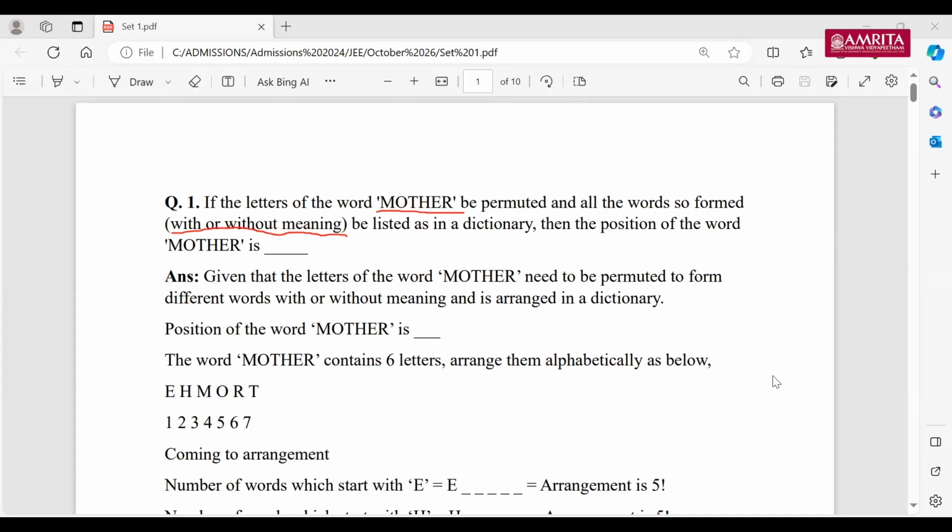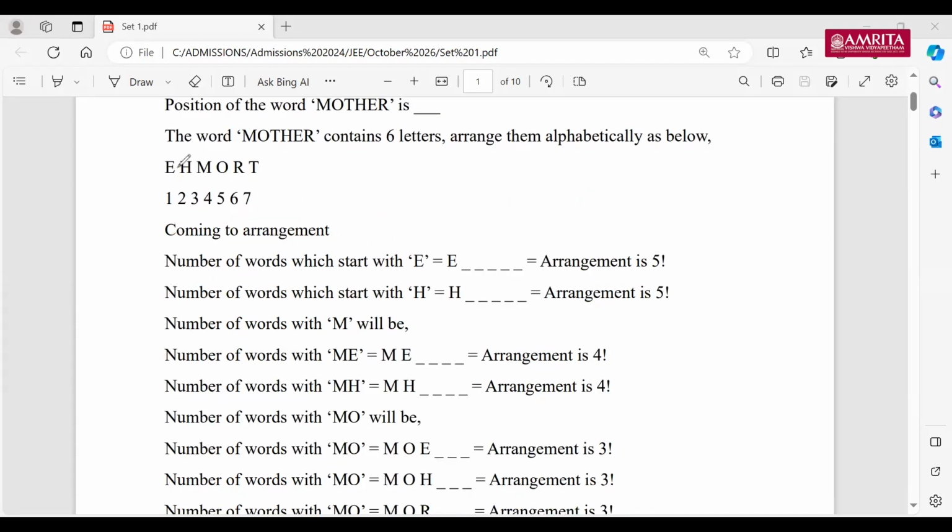Just moving on. Coming to the arrangement part, we know it starts with E. E is in the first place, then I have 5 other places, and in those I have the other 5 letters: H, M, O, R, and T. How will I arrange these 5? It will be arranged in 5 factorial ways. Now after E, what's the next letter? It's going to be H. H also has 5 positions to be filled after it because it's a 6-letter word. Here also the arrangement will be 5 factorial.